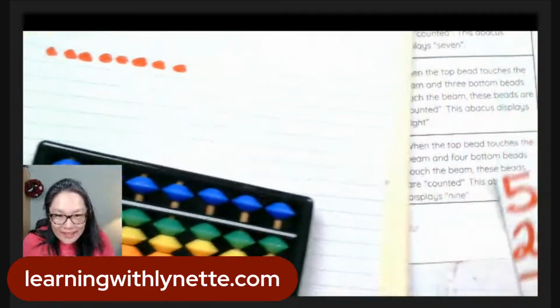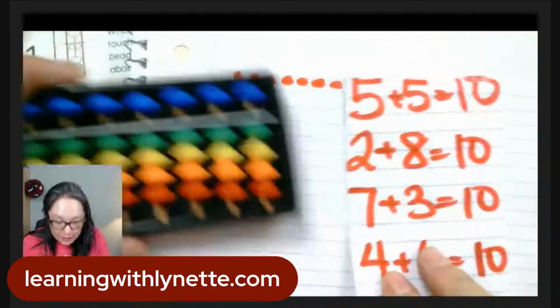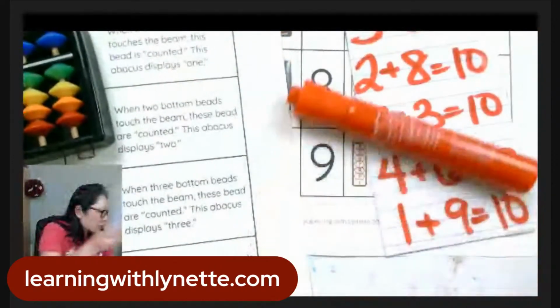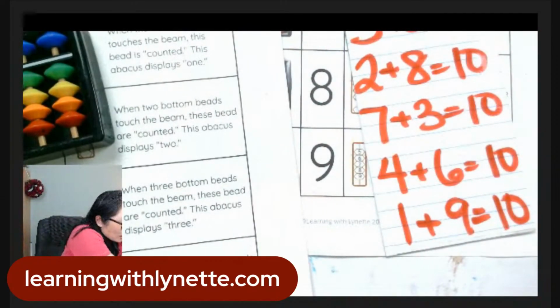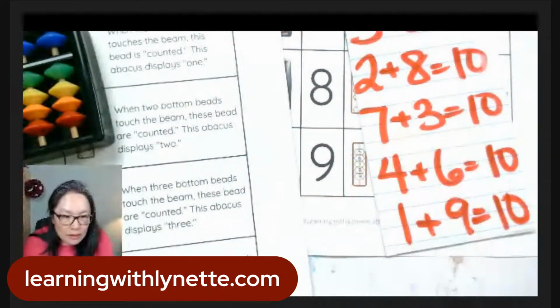Okay, we're back to here. So we're going to be doing how to make a 10. We're going to make a 10. When we make a 10, what are we doing? Why are we going to make a 10? We're going to make a 10 because we need to understand how to carry over, right?